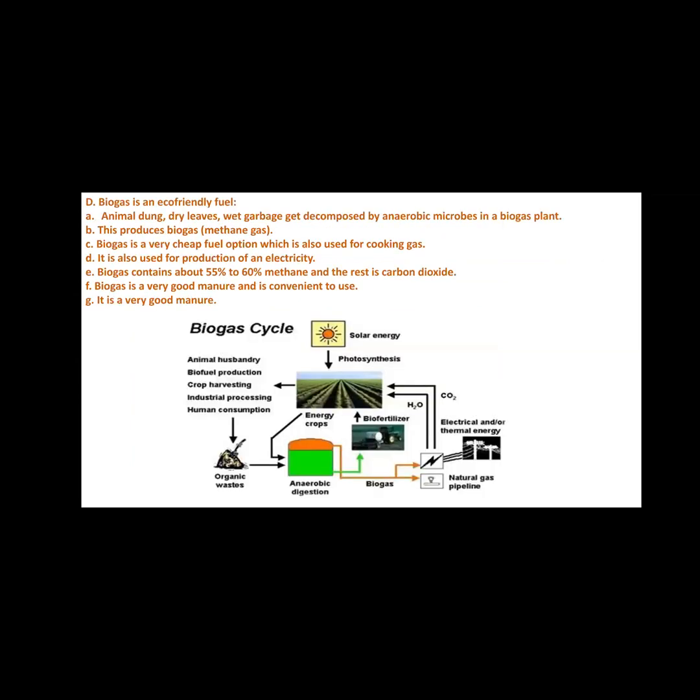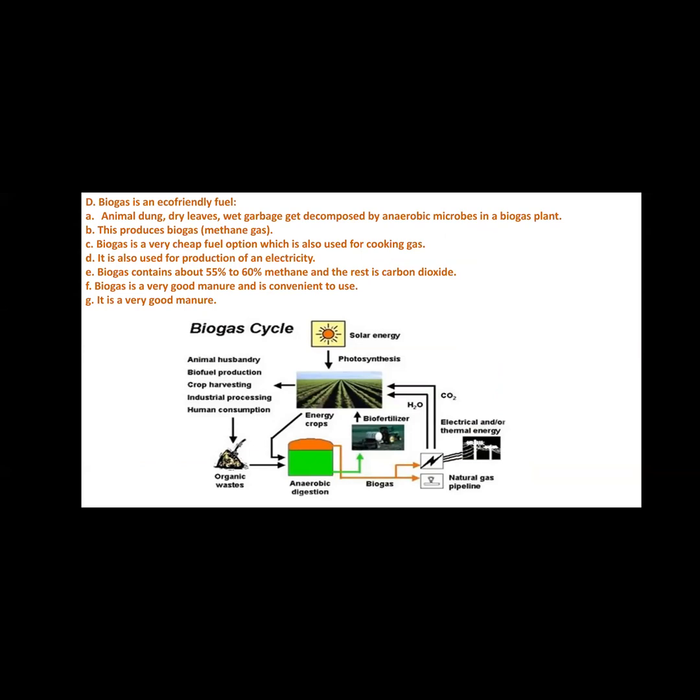Next one: biogas is an eco-friendly fuel. First one, why is biogas eco-friendly? Because animal dung, dry leaves, and wet garbage get decomposed by anaerobic microbes in a biogas plant. Biogas is made from these animal dung, dry leaves, and wet garbage. So it is easily available and biodegradable, and it is decomposed by anaerobic microbes.